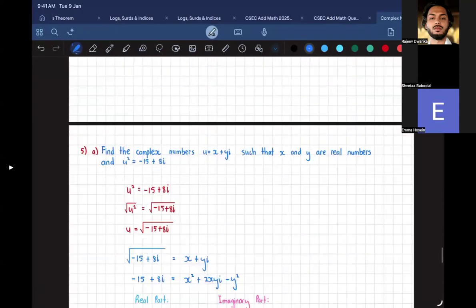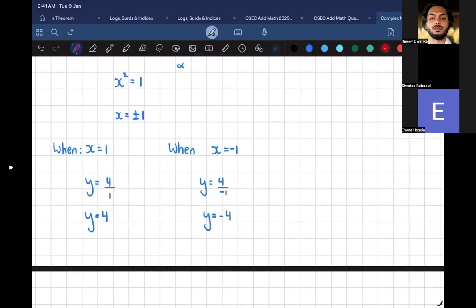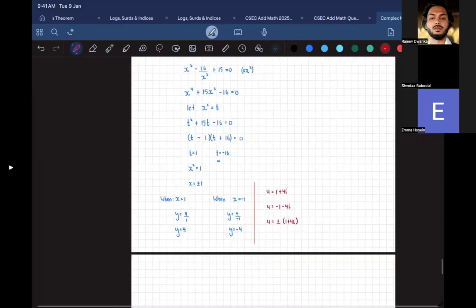Notice it said find the complex numbers, not just one, two. So your answers: u will be equal to x plus yi, so that's going to be 1 plus 4i. And the other answer for u will also be equal to minus 1 minus 4i. And it could also wrap up by saying u is essentially equal to plus or minus 1 plus 4i. Everybody okay with this question?